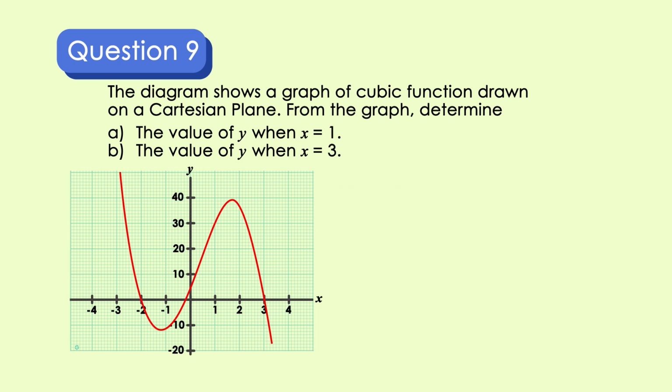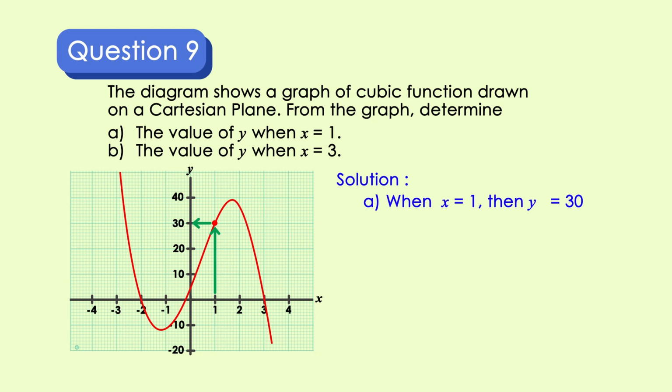Question 9. The diagram shows a graph of cubic function drawn on a Cartesian plane. From the graph, find the value of y when x equals 1. To answer this question, we may again use the graph given. On the graph, draw a straight line at x equals 1. Then, find the value of y that intersects with this straight line and the curved line of the function. So, when the value of x equals 1, then y equals 30.